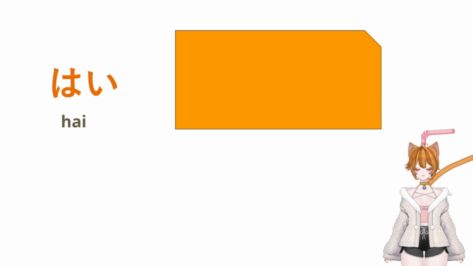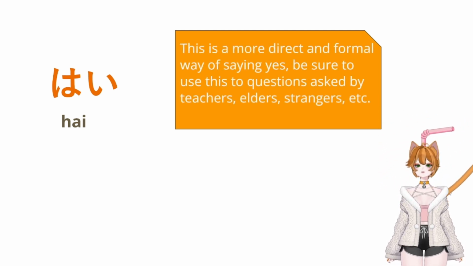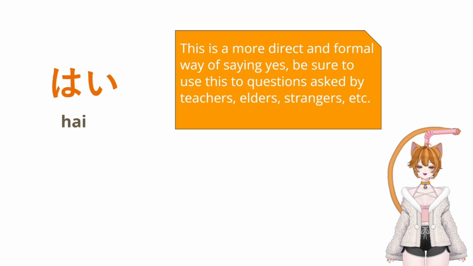Alright, our next one here is going to be hai. So hai is the explicit way of saying yes. This is more direct and more formal. Be sure to use this when questions are being asked by, again, strangers, teachers, elders, etc.